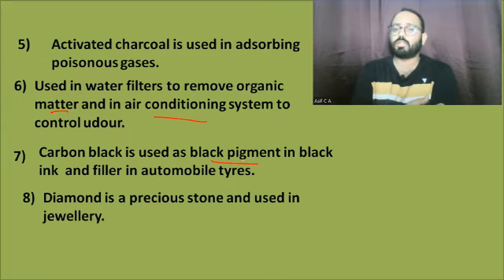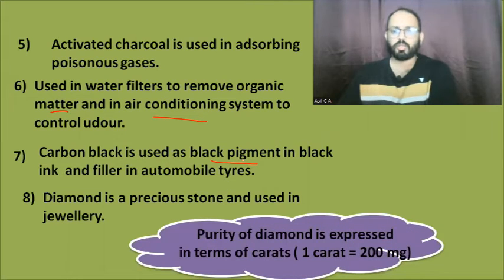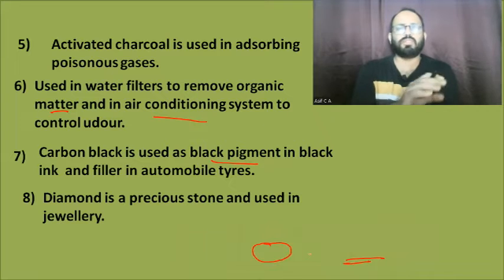And diamond, obviously you are using the diamond, right? Diamond is a precious stone and used as a jewelry. You know, purity of diamond நம்ம கேரட்ல தான் மெஷர் பண்ணுவோம். 1 carat எவ்வளோ? 200 milligram. Now these are the uses of carbon.